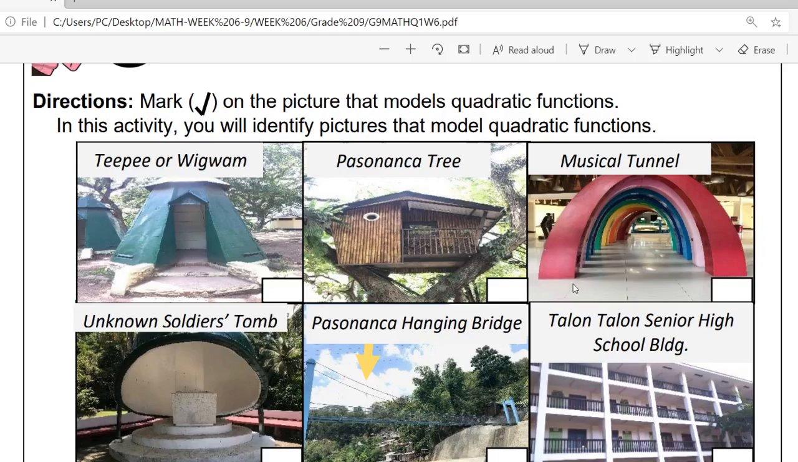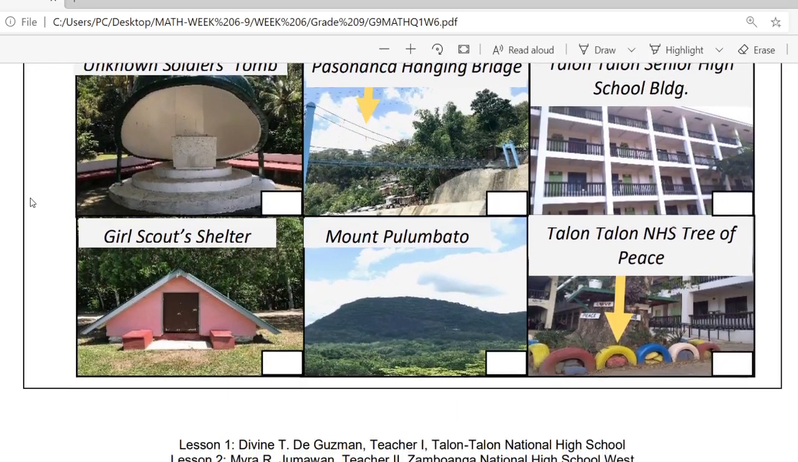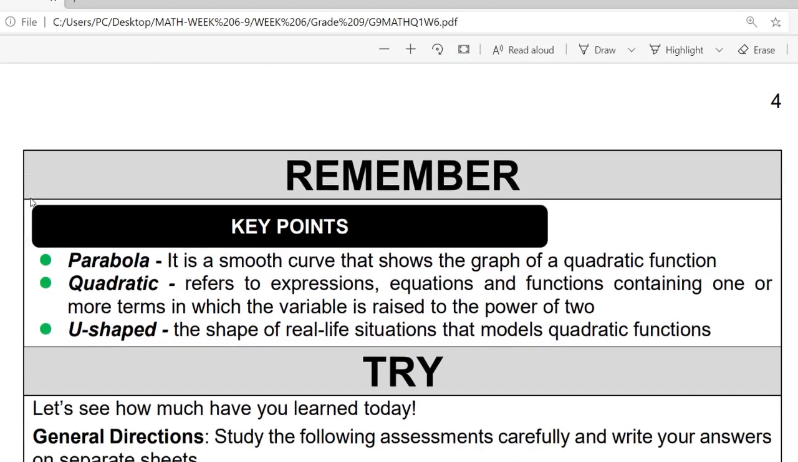Or if you don't have the answer sheet, you just write the names. You will just write quadratic functions, then write all the names here. Then not quadratic function, then write all the names of the pictures here. Even if you skip the not quadratic, just write quadratic function, then put like number one, wigwam, number two, pasunanka tree, something like that, if you don't have the activity sheets. Then, what are the key points to remember?